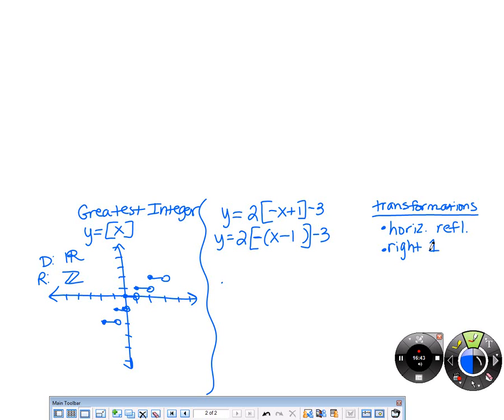All right, now let's go ahead and list all the vertical stuff that's happening. So I heard 3. Is everybody good with that? Because of that minus 3 that's over here at the end. So we're going to go down 3.